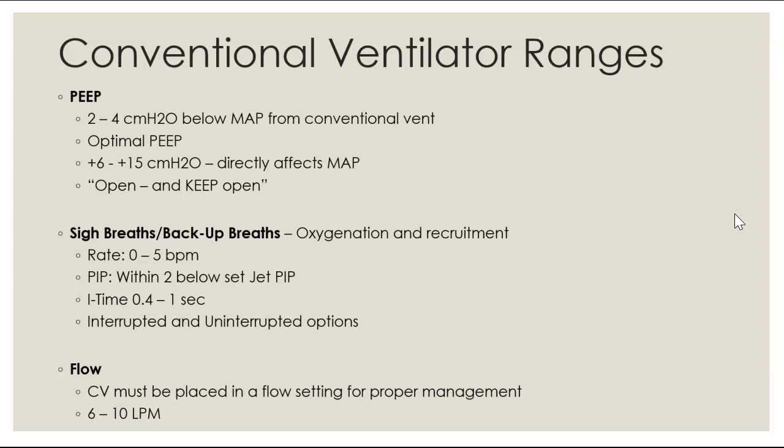Your inspiratory time, because this is a low rate, sometimes you set a rate of 2, sometimes you set a rate of 1 breath per minute, so you can have slightly longer I times. So 0.4 to 1 second, I think, is a good range. The lower the rate, the longer the I time I give. And then you can provide interrupted or uninterrupted options. I very rarely, if ever, have used interrupted. Most of the time, uninterrupted works appropriately. And I have a slide to give you a visual of that.